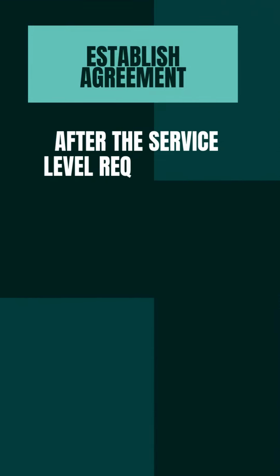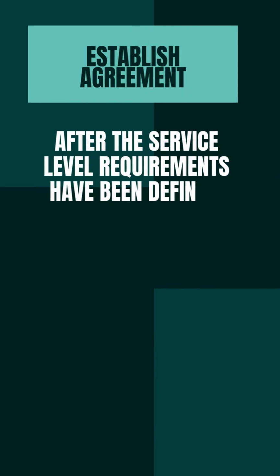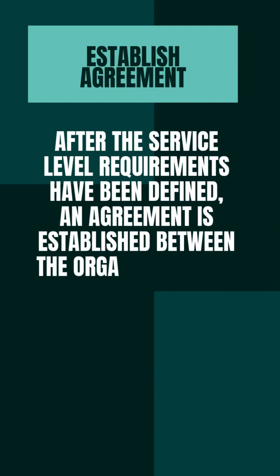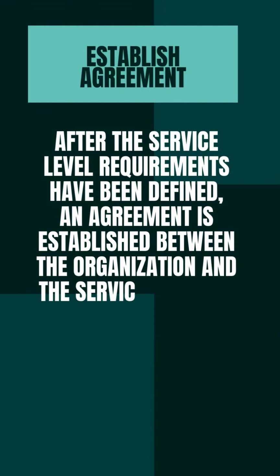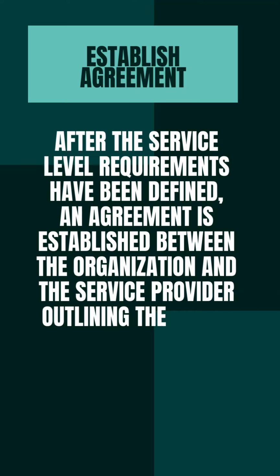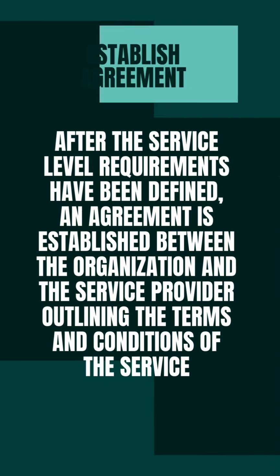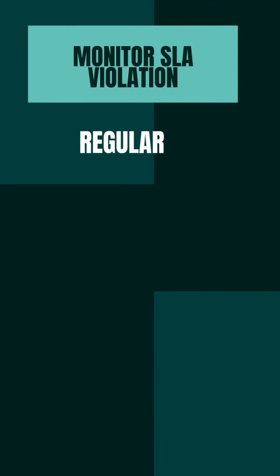Third, establish agreement. After the service level requirements have been defined, an agreement is established between the organization and the service provider. These agreements should include the SLA, any penalties for non-compliance, and the process for monitoring and reporting on the service level objectives.